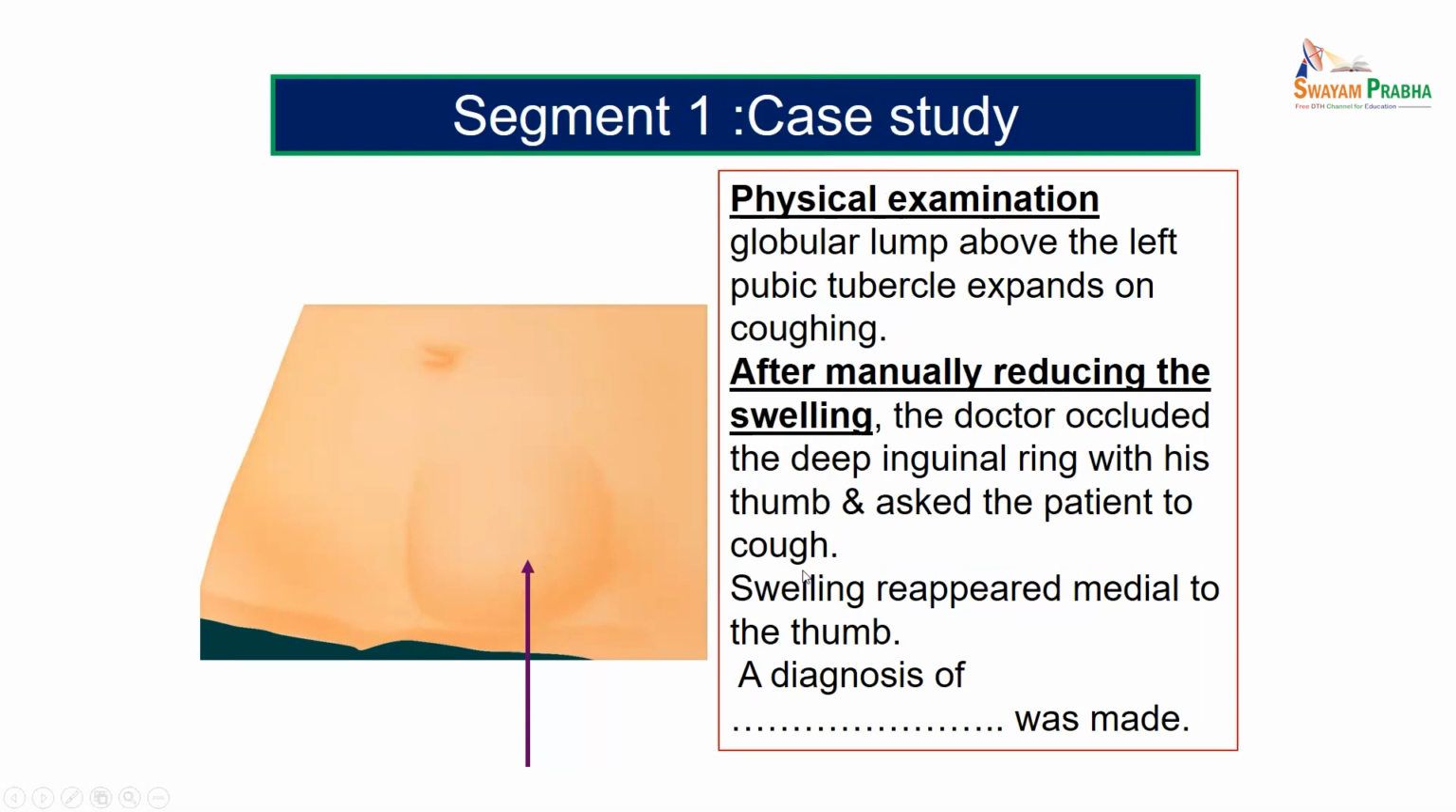Surgeon on examination found out a globular lump above the left pubic tubercle that expanded on coughing. The surgeon reduced the swelling manually and he occluded the deep inguinal ring with his thumb and asked the patient to cough. The swelling reappeared medial to the thumb. The doctor made a diagnosis of dash. At the end of this lecture, you will be able to make the diagnosis of this case.